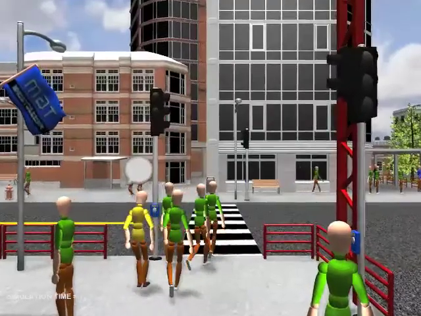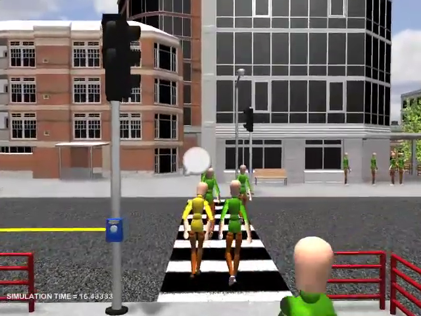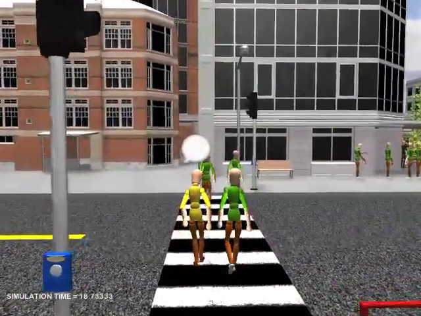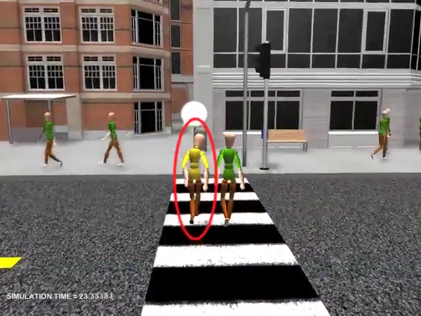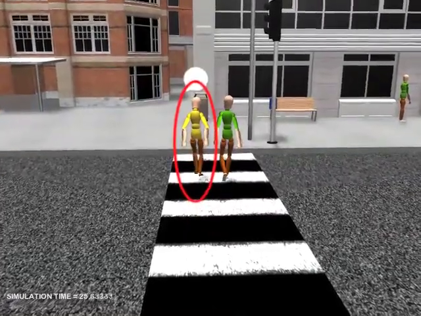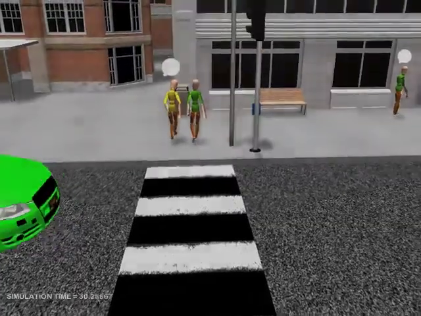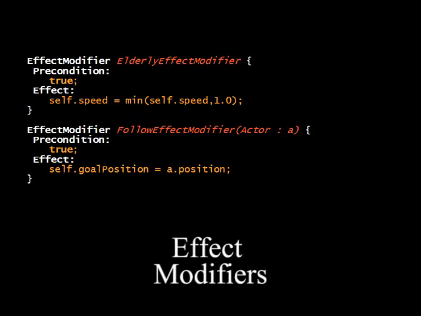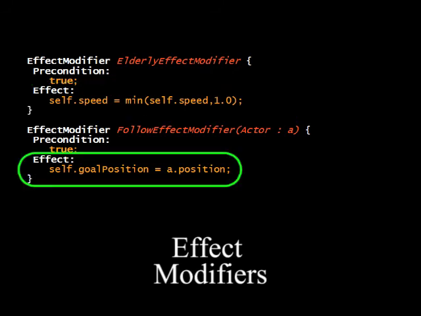A defining feature of our authoring framework is the ability to specialize the simulation. End users only need to make minor additions to an existing specification in order to automatically generate different results. In this scene, the yellow actor is specialized to be an elderly man who moves slowly and follows his grandson. This is achieved by limiting his speed of movement and having him follow a target.